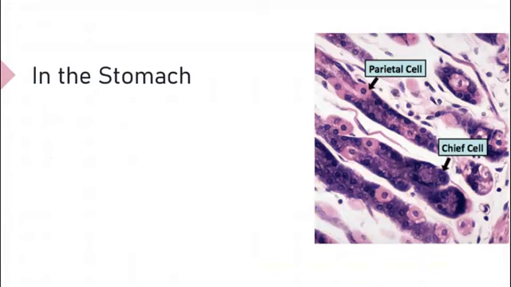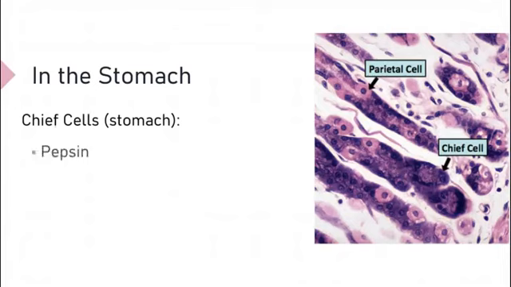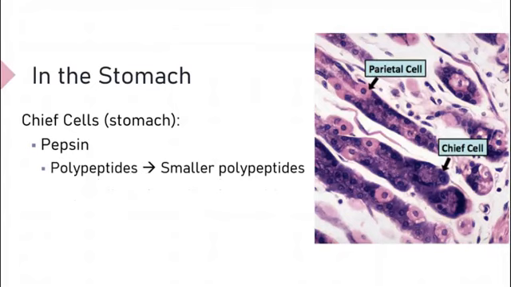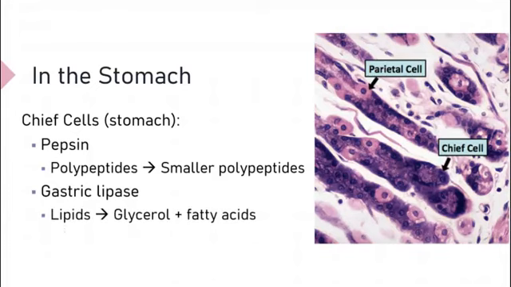The two other enzymes that work optimally at a low pH are pepsin and gastric lipase. Both are secreted by chief cells of the stomach. Pepsin is technically secreted as an inactive enzyme, called pepsinogen, but is converted to pepsin, the active form, by hydrochloric acid. Pepsin then acts on polypeptides to break them into smaller polypeptides. Like lingual lipase, gastric lipase also acts on lipids and reduces them to glycerol and fatty acids.